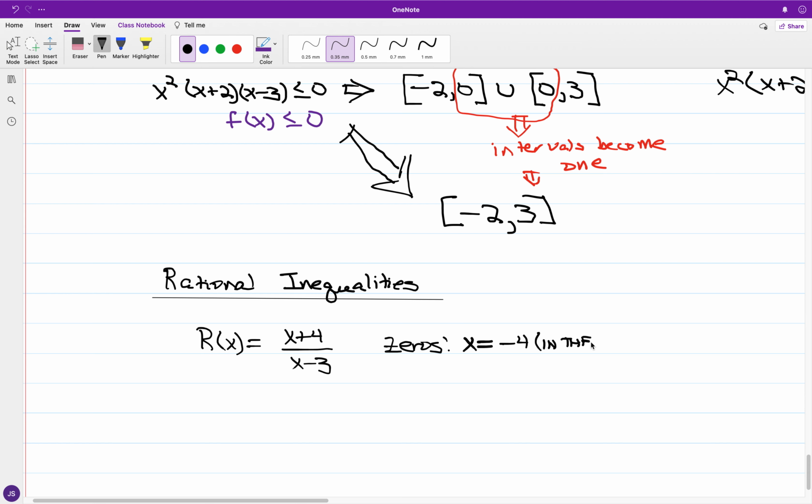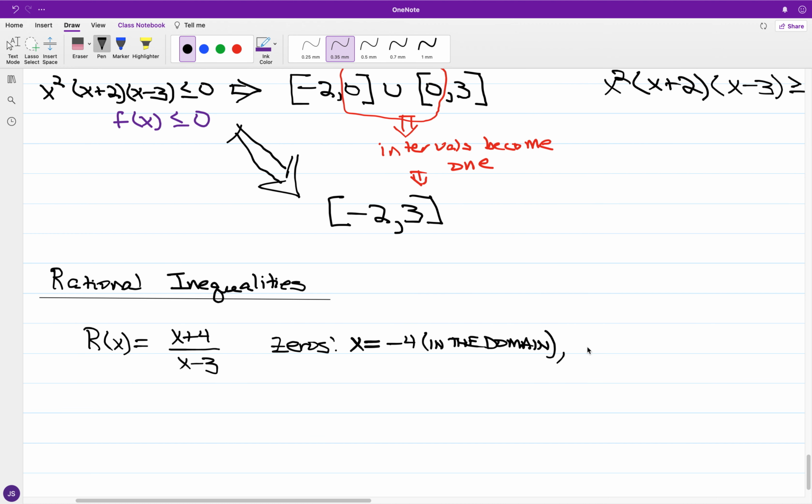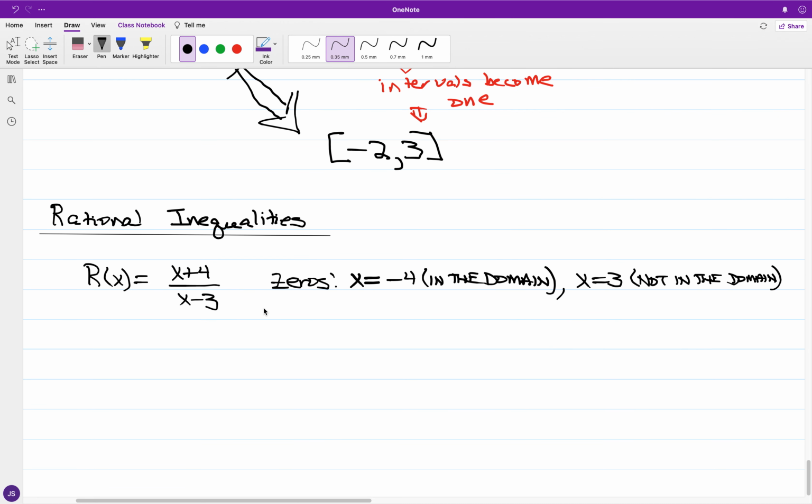This one is in the domain because this comes from the numerator, x plus 4. And you can have a 0 numerator as long as you do not have a 0 denominator. And for the other zero, we have x equal to 3. And this one is not in the domain.